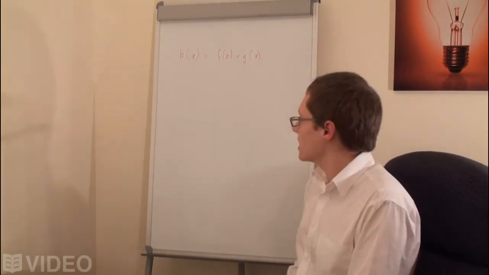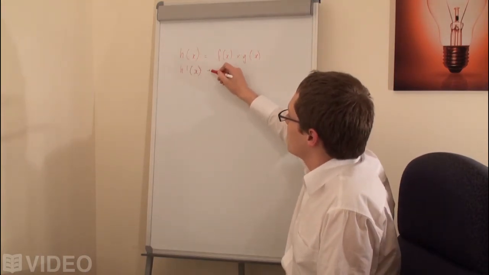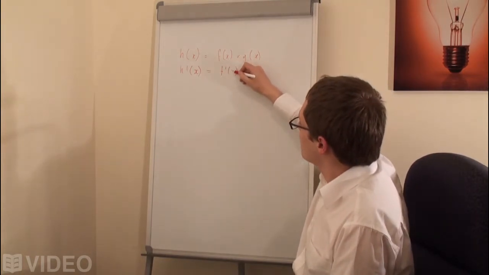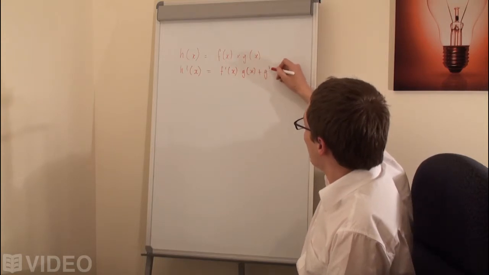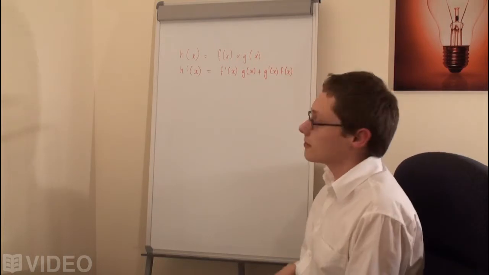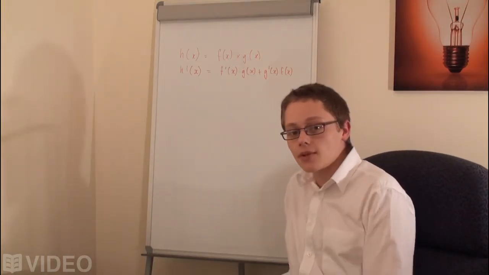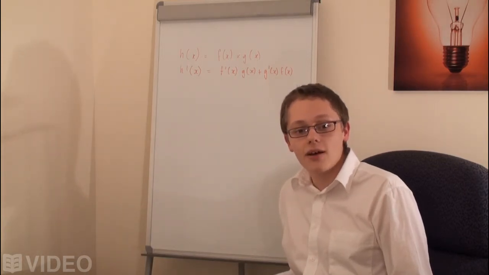Well, what we can actually say about this is that h prime of x equals f prime of x, g of x, plus g prime of x, f of x. You're probably sitting there thinking, what does that mean? But don't worry, because I'm here to help make everything understood.